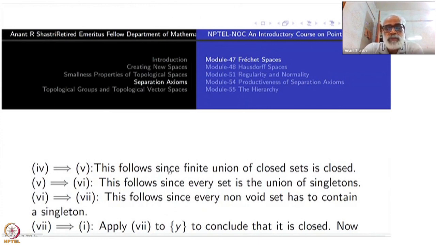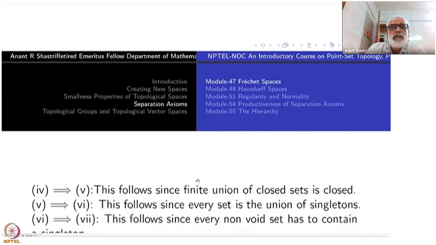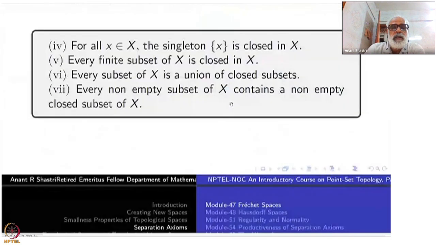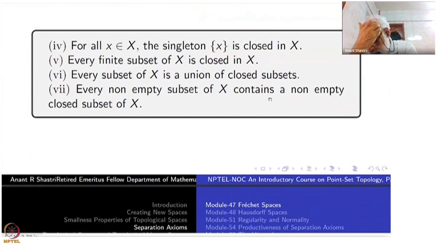Now 6 implies 7. This follows since every non-void set has to contain a singleton. Let us go back and see what 7 is: every non-empty subset of X contains a non-empty closed set. A singleton is a closed set, we have proved. Every finite set is a closed set, we have proved already. So non-empty implies there is a point, and that singleton point is closed. So this implies 7.